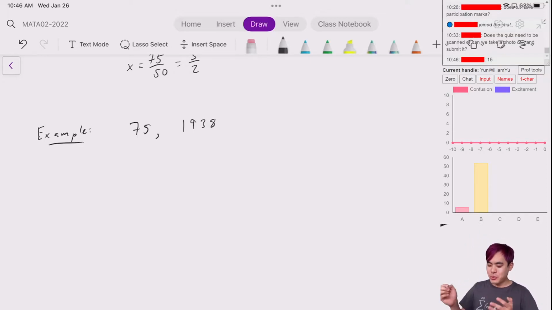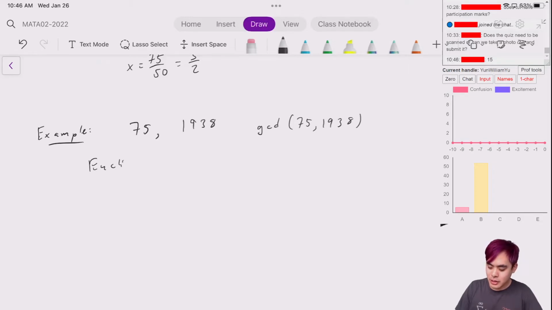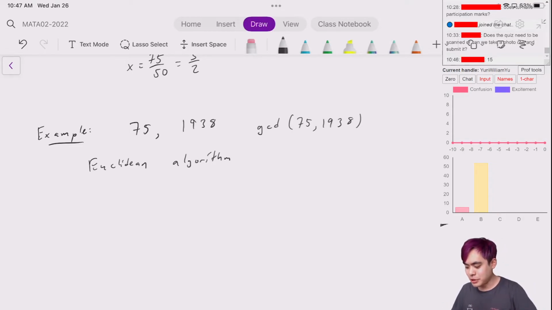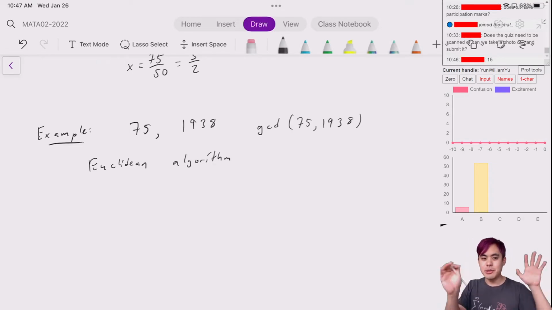So we want to find the greatest common divisor of 75 and 1,938 using the Euclidean algorithm. And I apologize. There appears to be a little bit of lag right now in my computer. So if I'm speaking, there might be a little bit of lag before it shows up on the screen. Okay, so how do we do this?